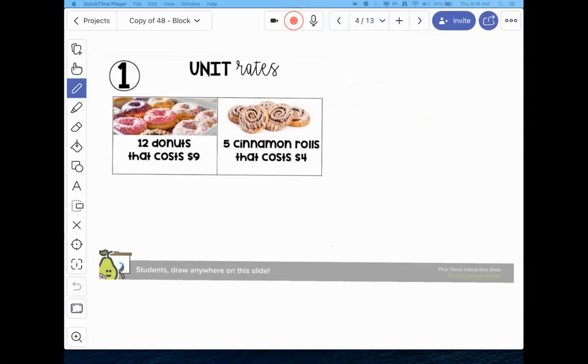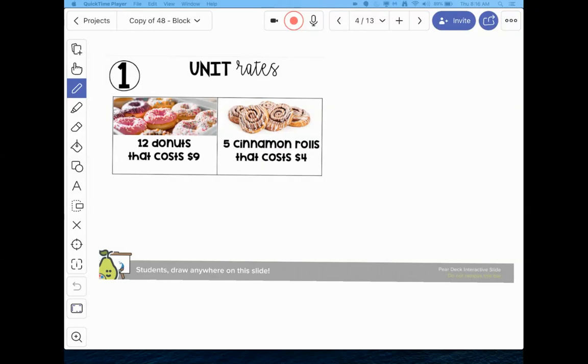We want to know if 12 donuts that cost $9 or 5 cinnamon rolls that cost $4 are the better buy. Anytime we have money, we love to have that money on the top because that's how we think. So we want to figure out the money per donut or the money per cinnamon roll that it costs. So we're going to do the first one. Follow along with me.